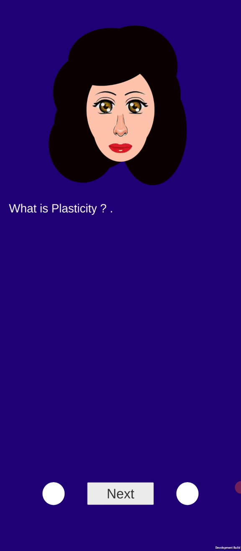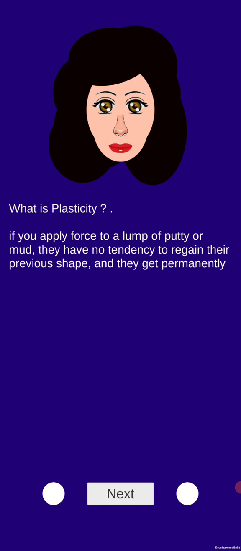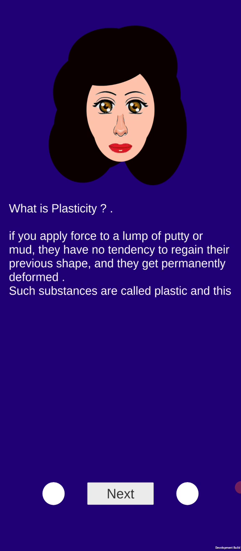What is plasticity? If you apply force to a lump of putty or mud, they have no tendency to regain their previous shape, and they get permanently deformed. Such substances are called plastic, and this property is called plasticity.